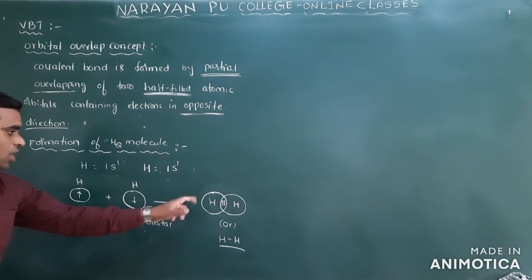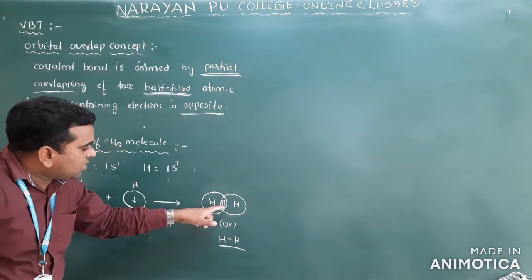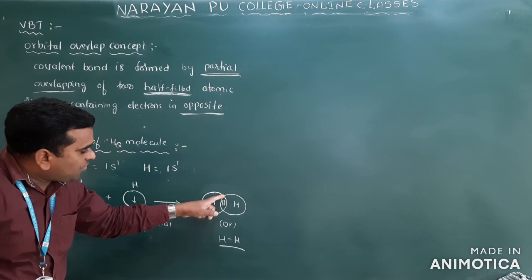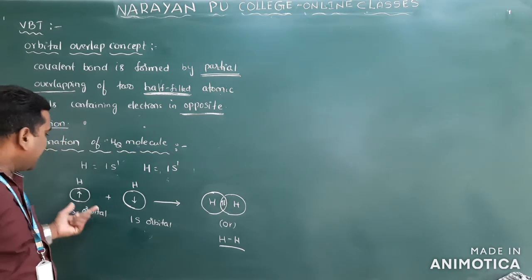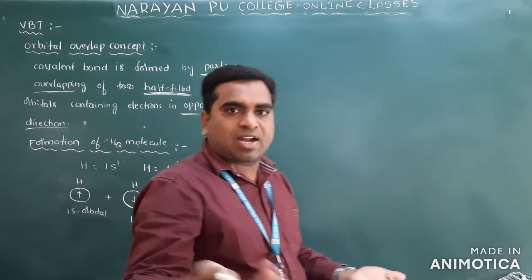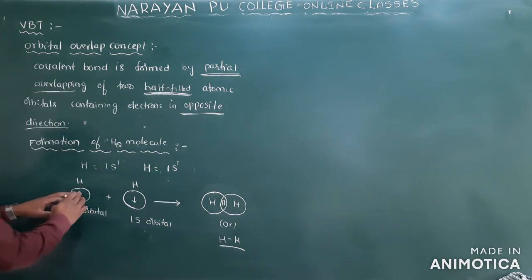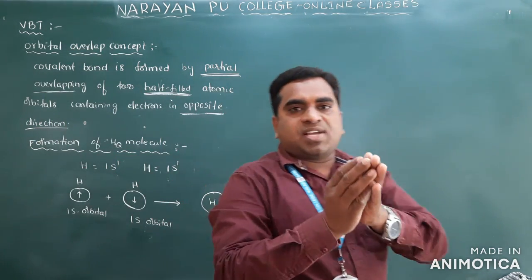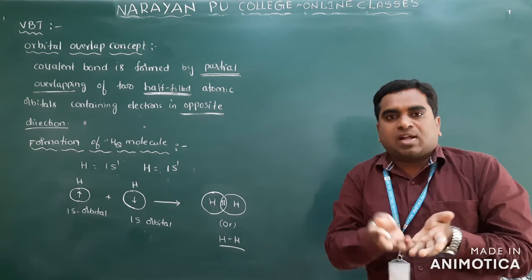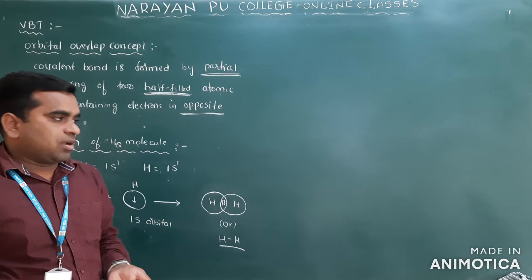So this we will call partial overlapping. What does partial overlapping mean? Here, part of the electron cloud. Orbitals are filled with electrons. Electrons are not present in an exact position; they are present anywhere in that space, which we call the probability of finding the electron. You have already studied this in atomic structure.